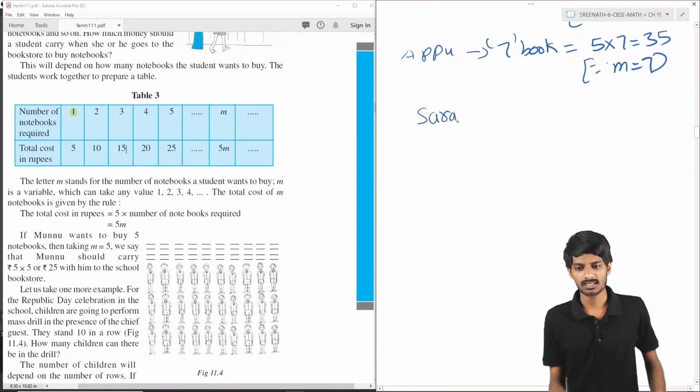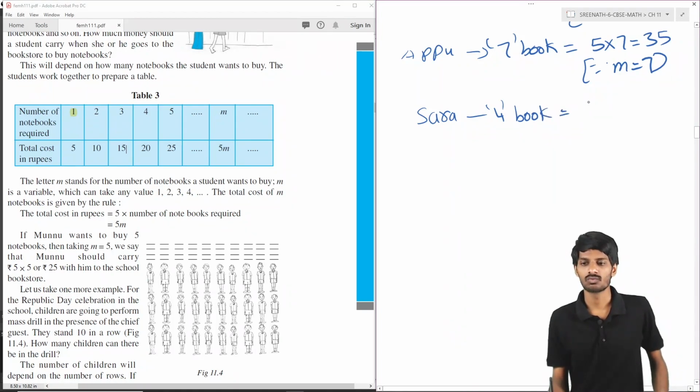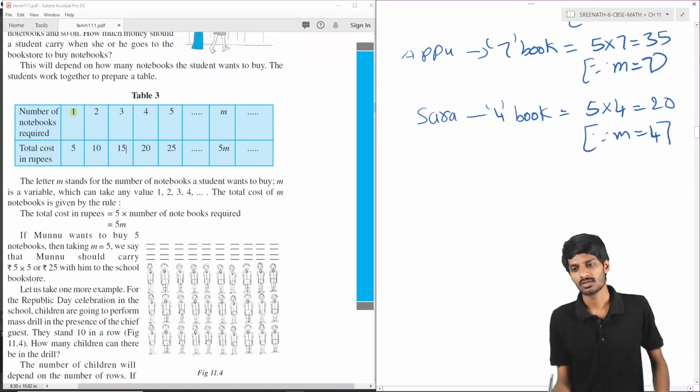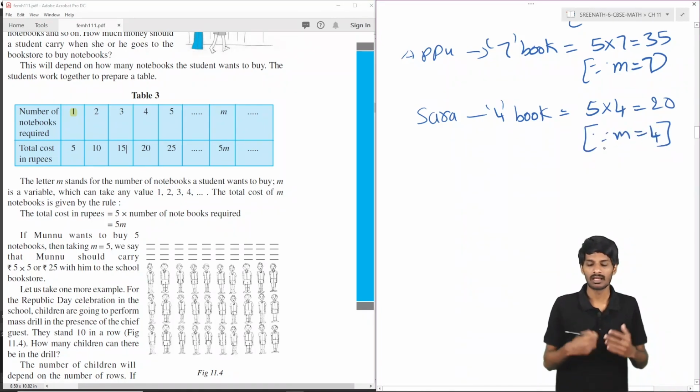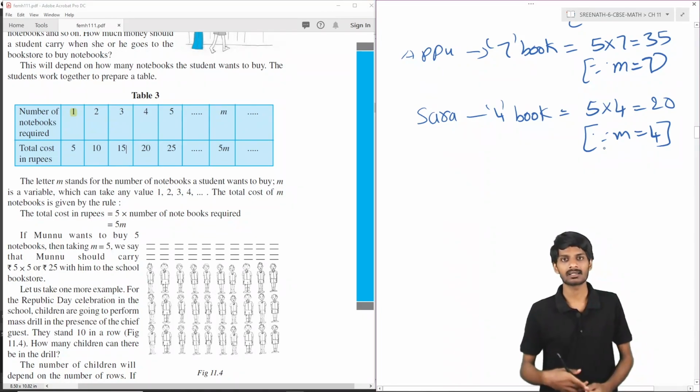If Sarah wants 4 books, what is the total cost? That is equal to 5 into 4, that is equal to 20, since M equals 4. So M is a variable. M is represented by a letter.